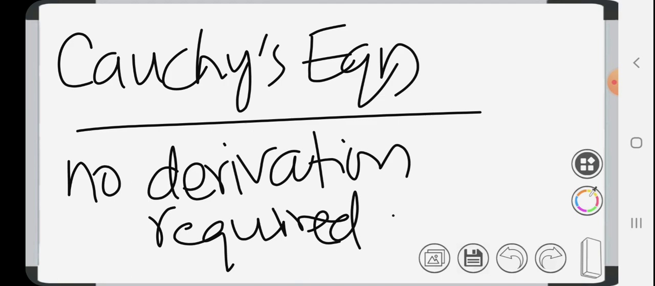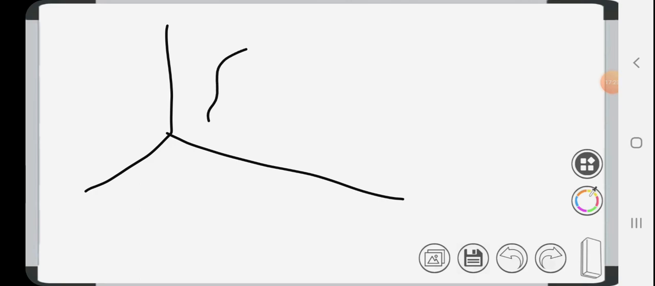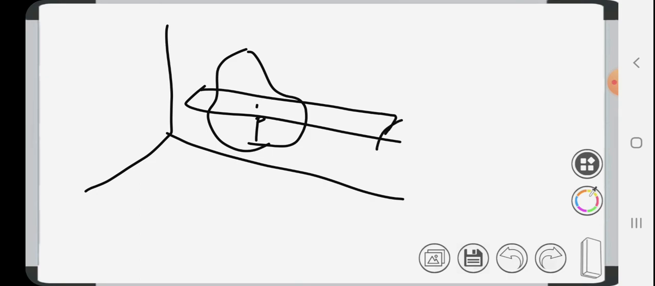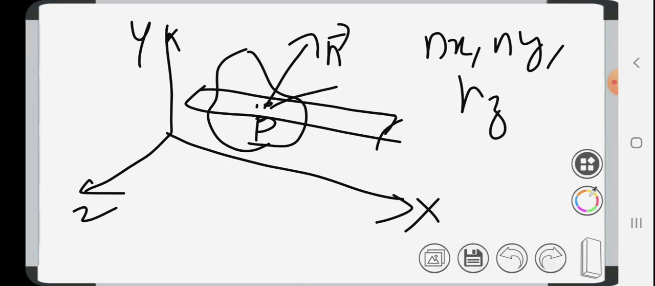So how will you apply Cauchy's equation? I will show you. Our problem was like this: the body, point P, an arbitrary plane. So this was x, y, z. Okay. So the normal vector is the n vector. nx, ny, nz are the direction cosines. Suppose the stress is acting like this. So this is the stress acting, t vector n, or t vector.